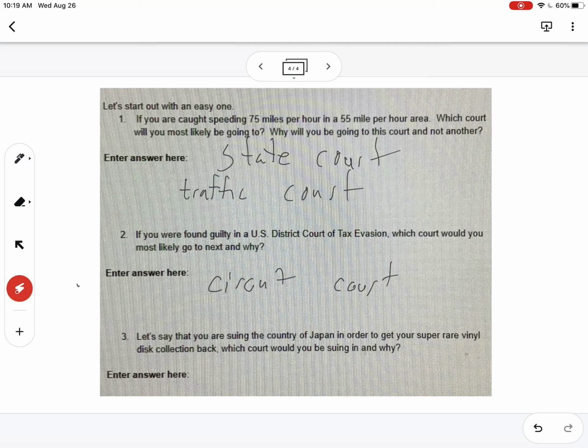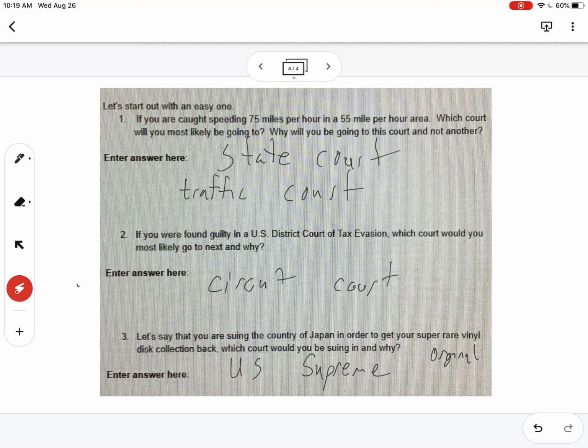Anyways, now, last one. Let's say that you are suing the country of Japan in order to get your super rare vinyl disc collection that they apparently stole. Which court are you suing in and why? If you remember from my little story about the U.S. Supreme Court, you would say U.S. Supreme Court. And that's because they're the only court that has the authority or jurisdiction, and that is the original jurisdiction as well, to hear that kind of case involving another country, such as Japan.